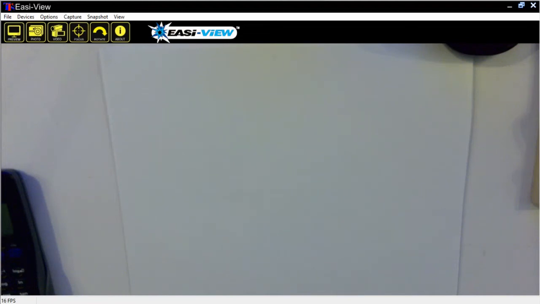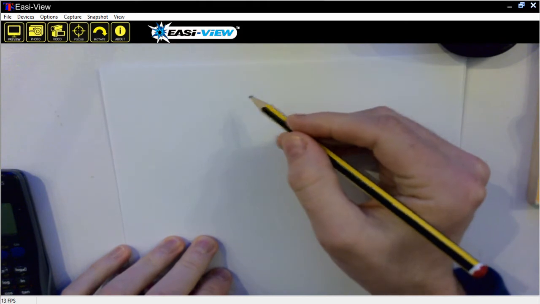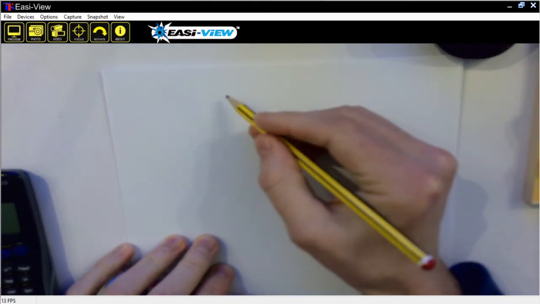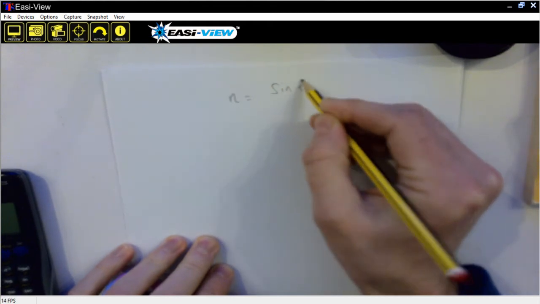In this clip, I'm going to talk to you about Snell's law and how it is different from the versions of Snell's law that you've seen at GCSE. So one of the equations you'll be familiar with from GCSE is n equals sine i over sine r.